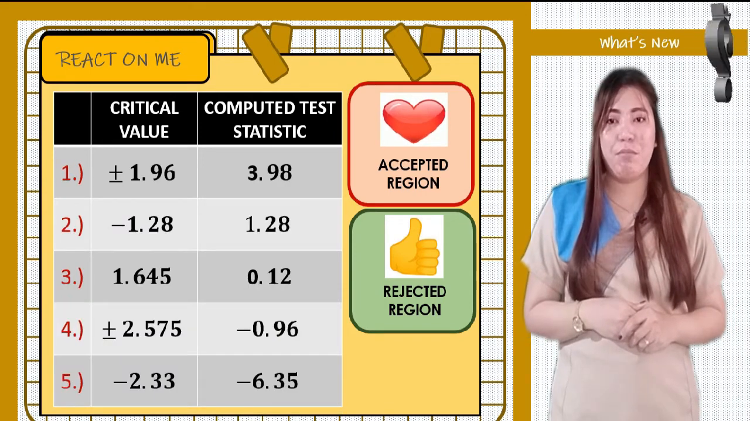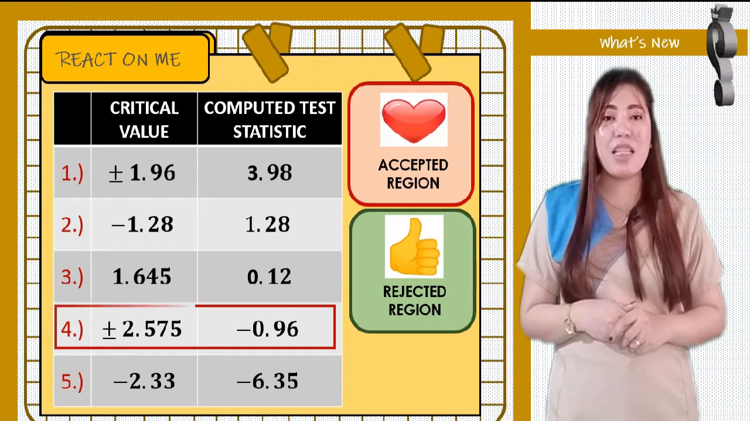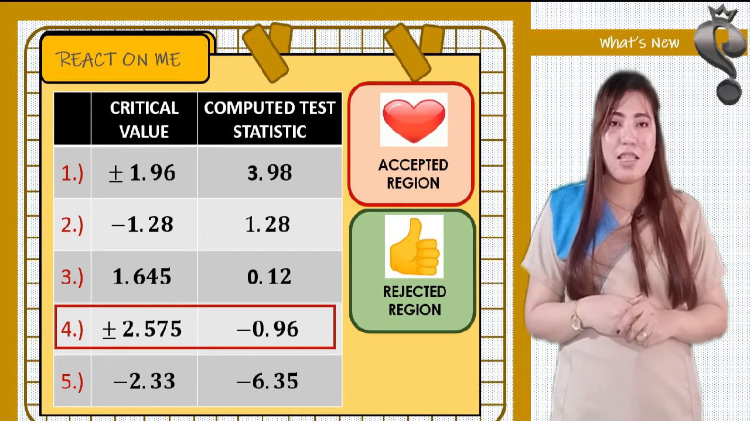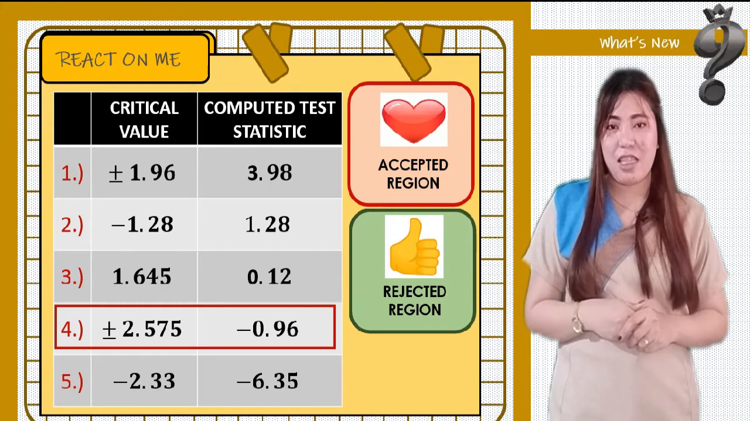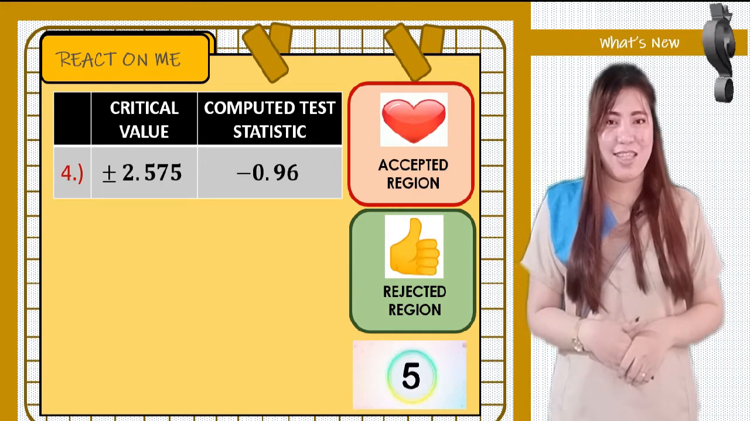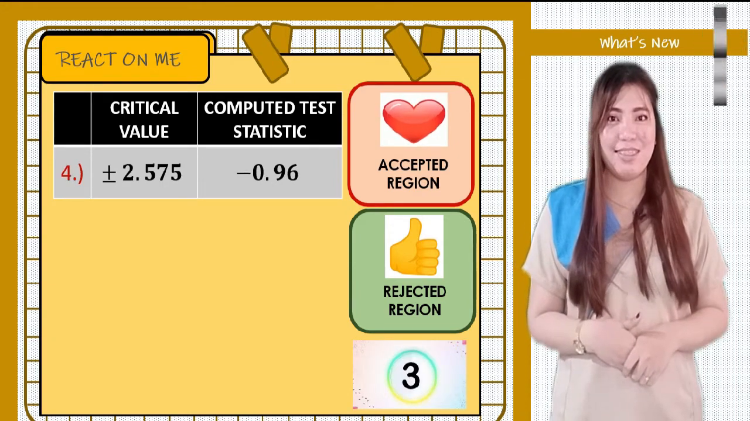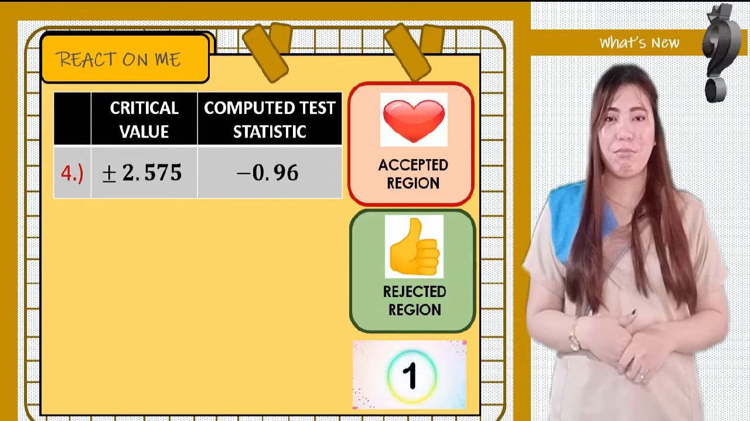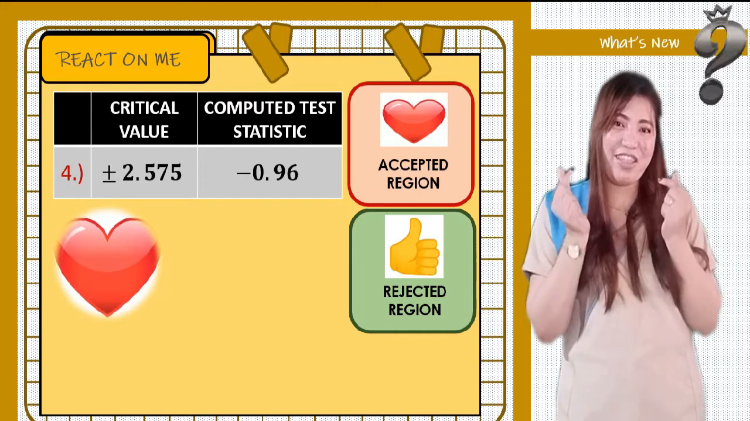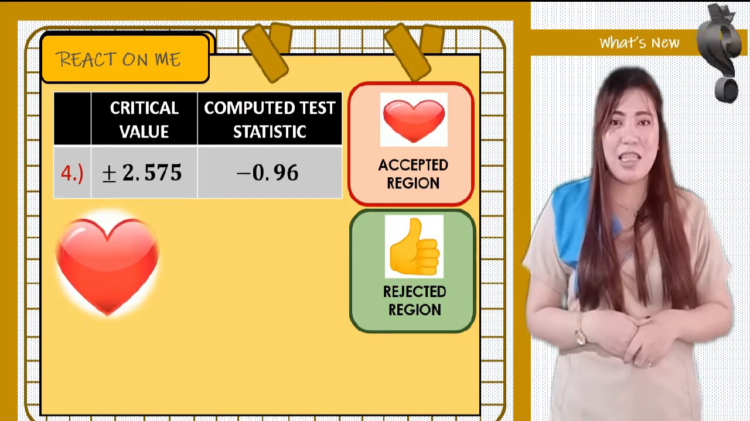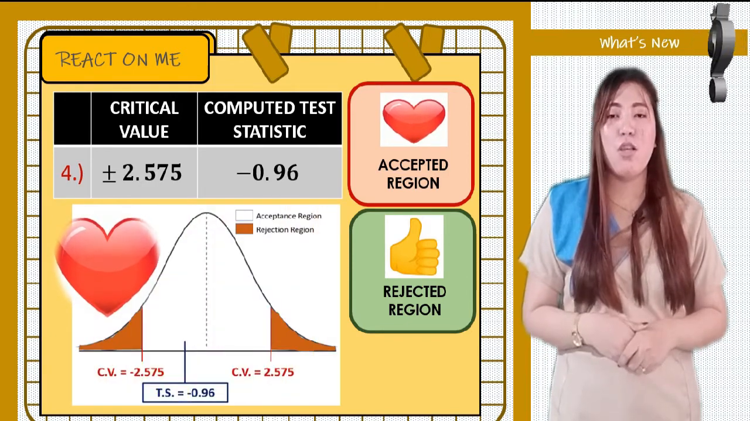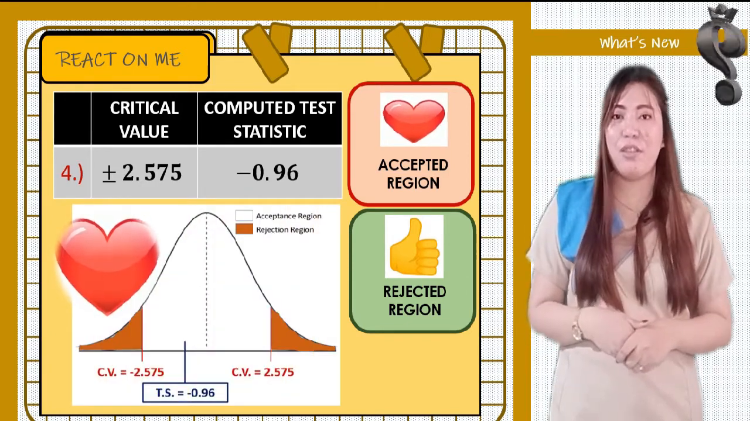Fourth question. The critical value is positive negative 2.575 and the test statistic is negative 0.96. Is it a heart or a like? 5 seconds. The correct answer is a heart reaction because the test statistic of negative 0.96 is in the unshaded part. So, it falls in the accepted region.